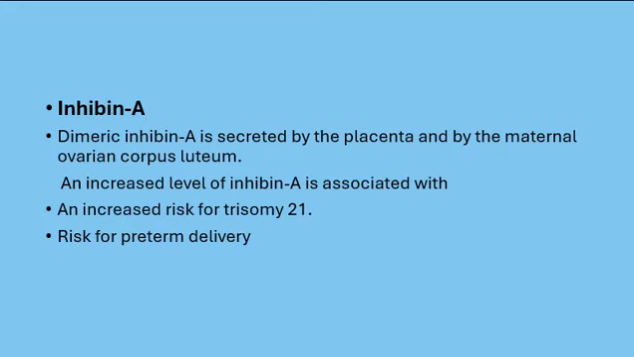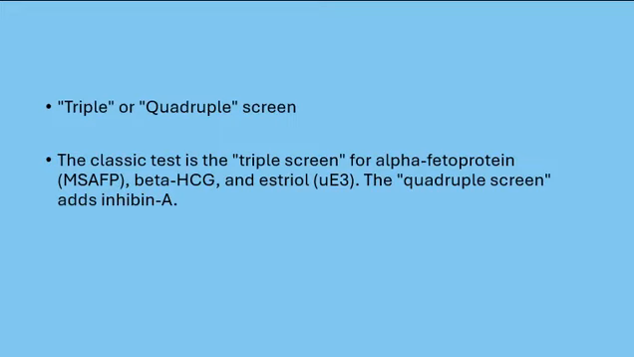Triple or quadruple screen. The classic test is the triple screen for alpha-fetoprotein, MSAF, beta-HCG, and estriol, UE3. The quadruple screen adds inhibin A.